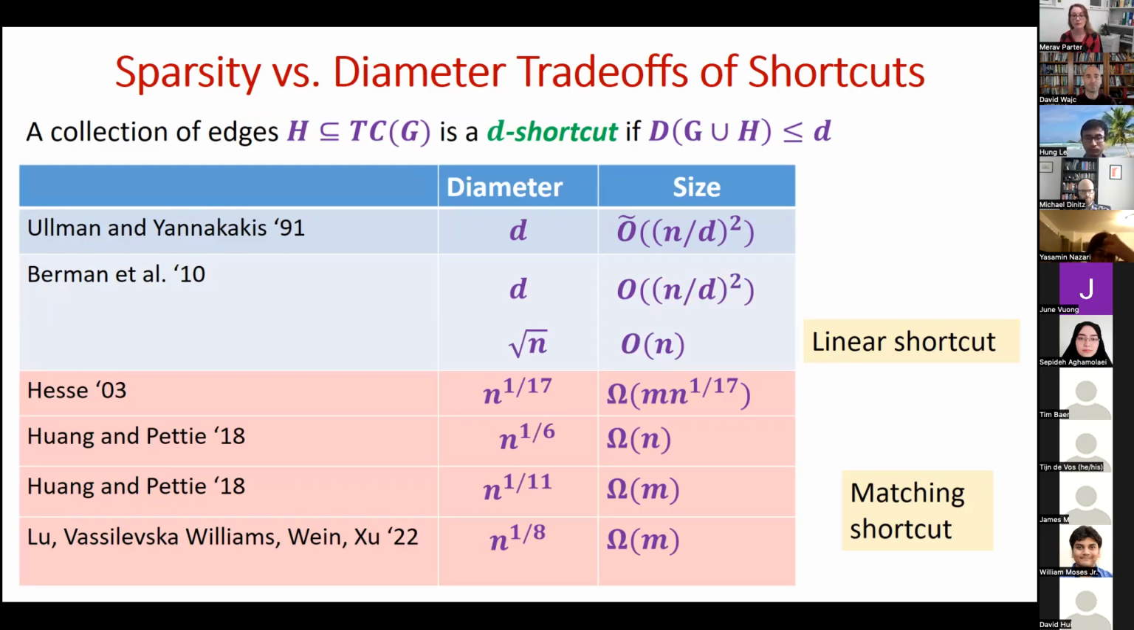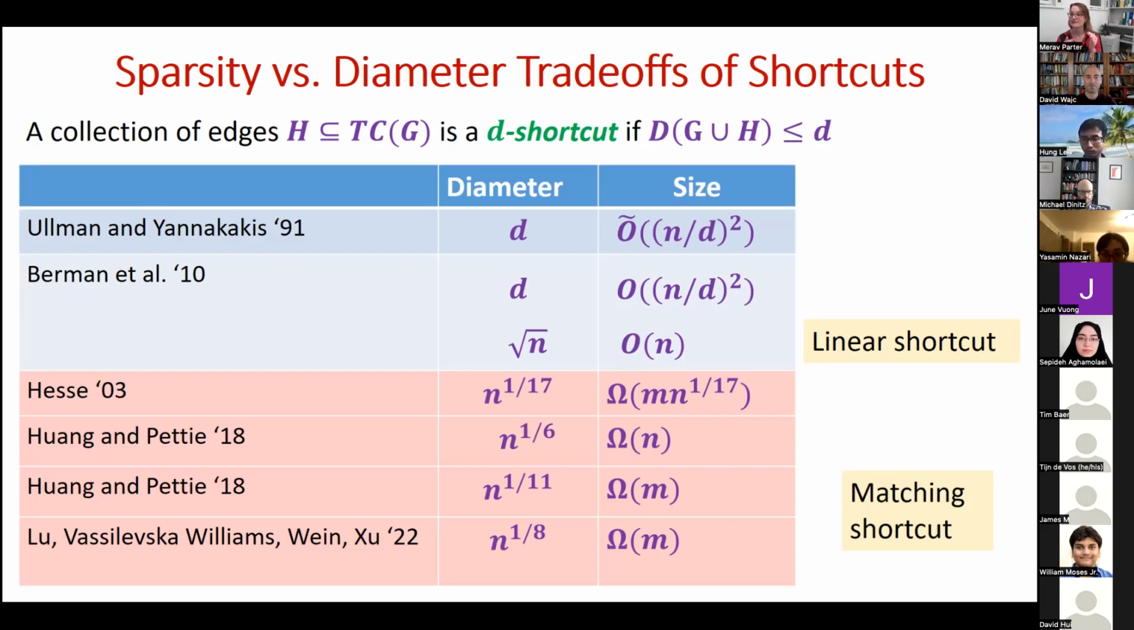Then there was some follow-up work, and it shaved the log factor. It was not so easy to shave, so we appreciate that work. But other than that, no other trade-off, no other upper bound was known in the literature. So people started to look into lower bound aspects of the problem. We mentioned Hu's lower bound, and then we have lower bounds by Huang and Pettie. They showed, for example, that if you wish to add just a linear number of edges, you cannot reduce the diameter to below n to the 1/6.